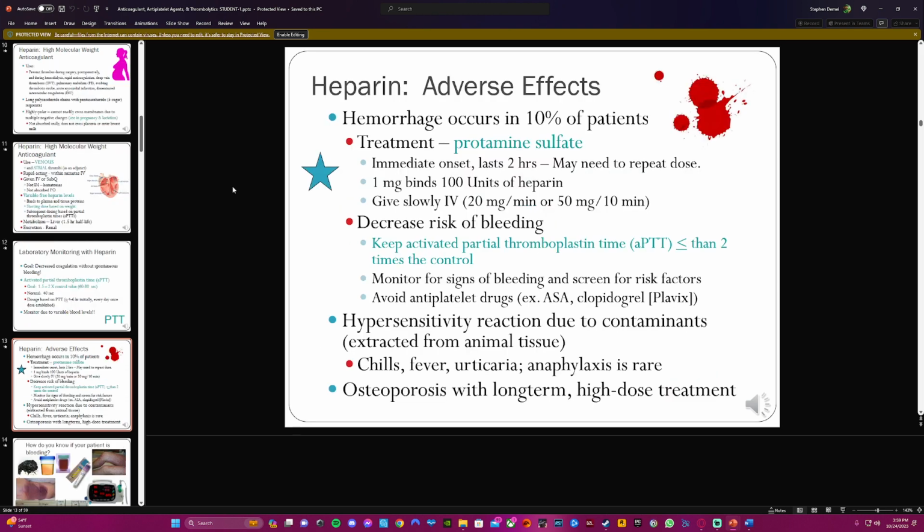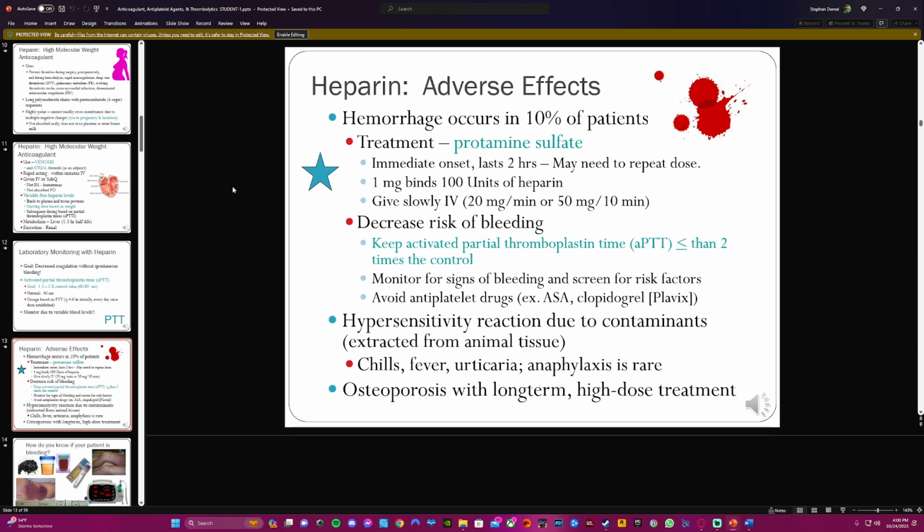Adverse effects of heparin. Hemorrhage occurs in 10% of patients. Treatment is protamine sulfate. This has an immediate onset, lasts 2 hours, and may need to repeat the dose. 1 milligram binds to 100 units of heparin. Give slowly IV, 20 milligrams per minute or 50 milligrams per 10 minutes. Decrease risk of bleeding.